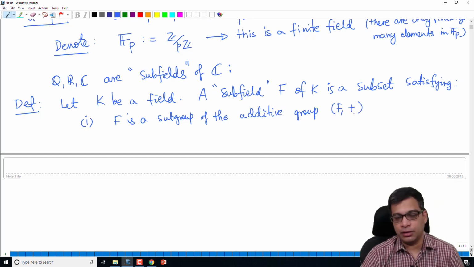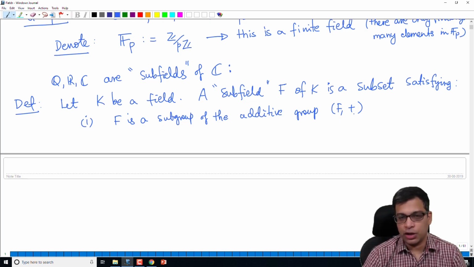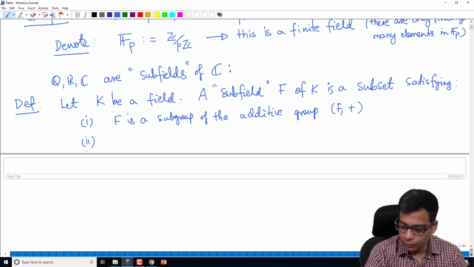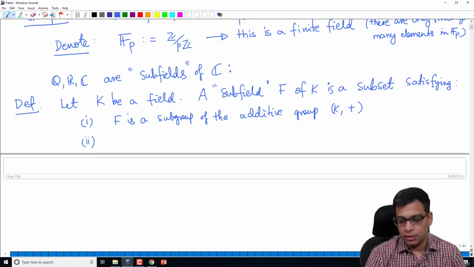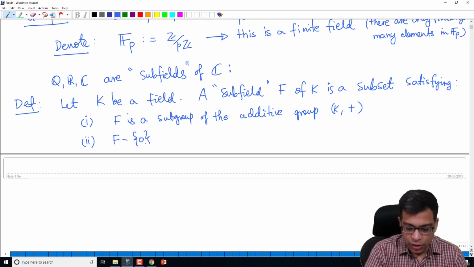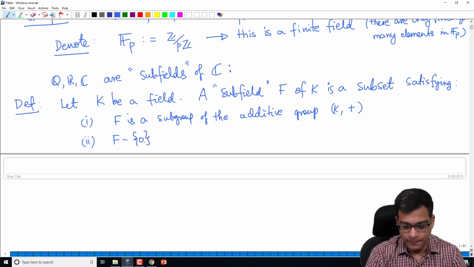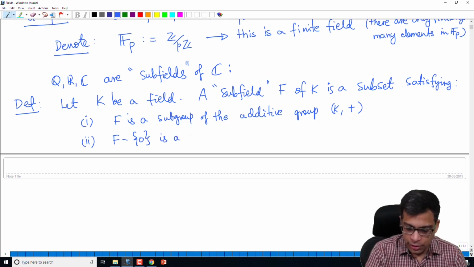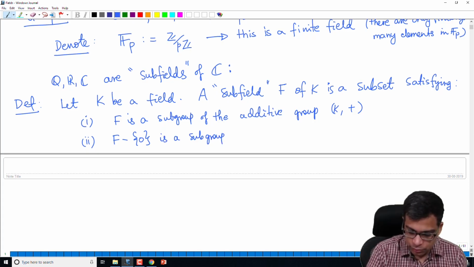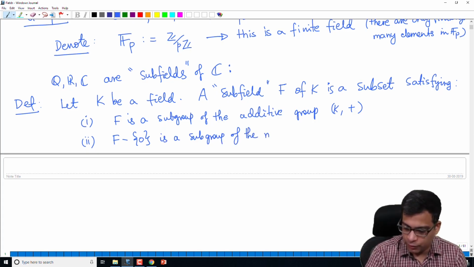F is a field, in particular it's a ring, so it has two operations, we call them plus and times. So it is a subgroup of the additive group K plus, I should write. So if you forget the multiplication on K and only consider the addition, it's an abelian group, and F must be a subgroup of it. F minus 0: because F is a subgroup of the additive group, F contains 0, and if you remove it, F minus 0 must be a subgroup of the multiplicative group K minus 0 cross.